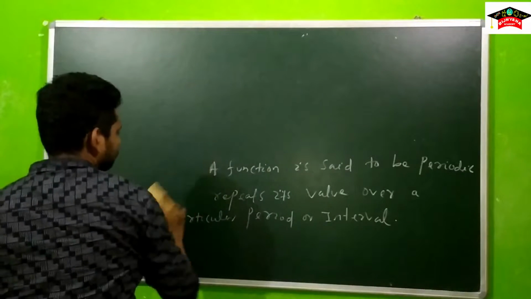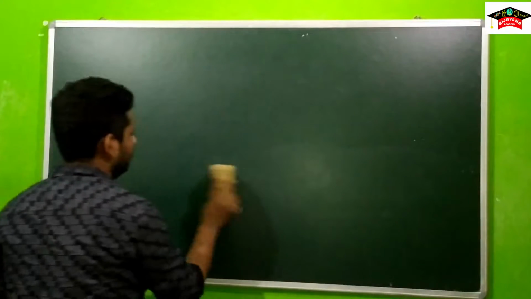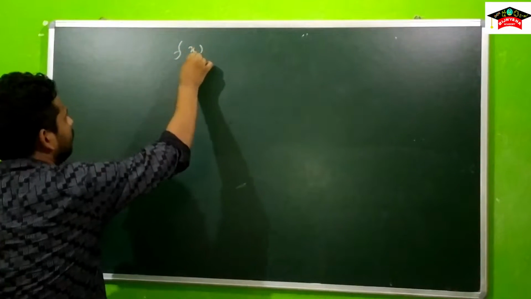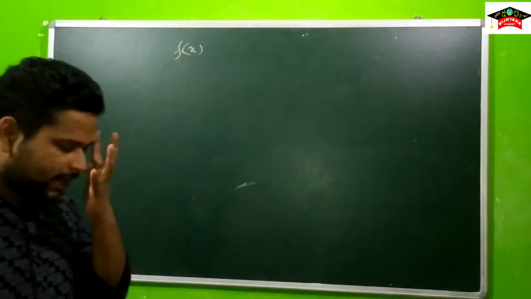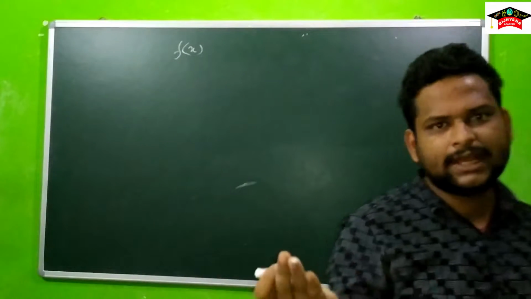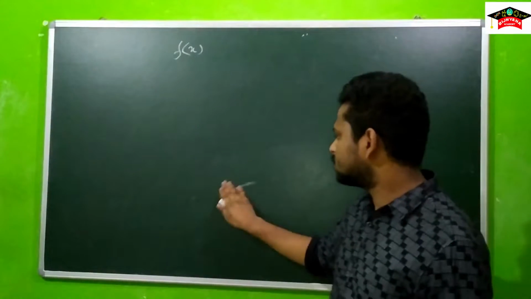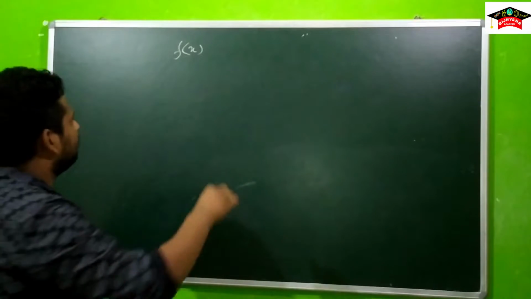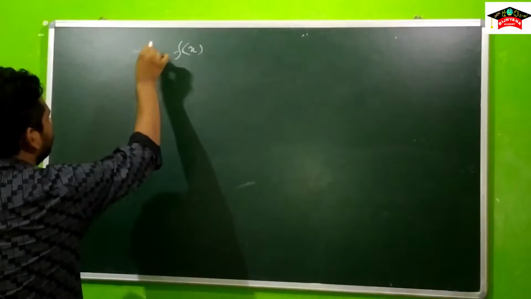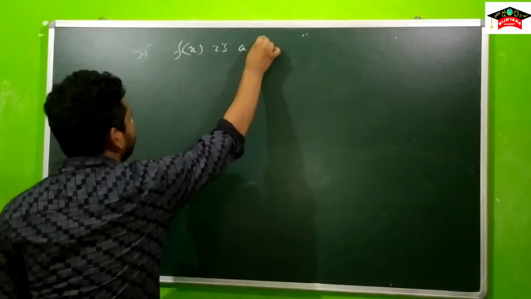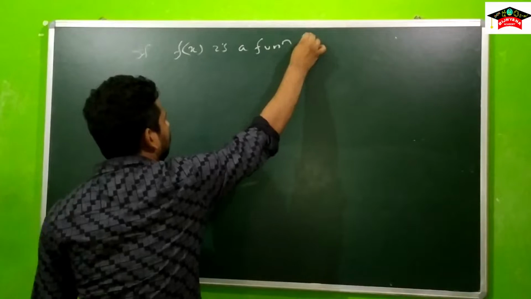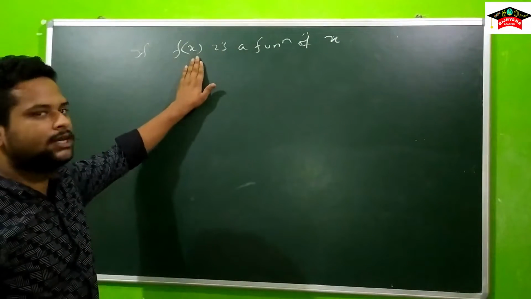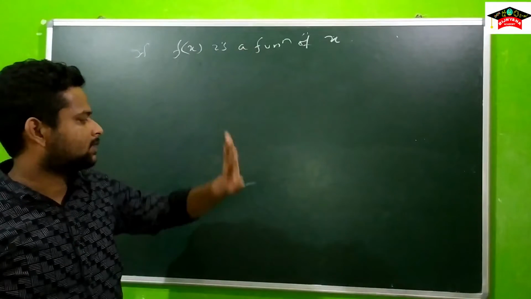So you can say that let you have a function f of x. Let f of x be a function, any arbitrary function. It may be x square, it may be x, it may be sin x, it may be ln x, any function. So under what condition is the function said to be periodic? So f of x is a function of x. If x changes, f of x will change, which means f of x is a function of x.